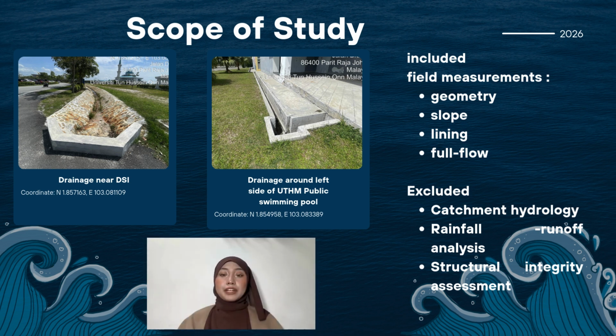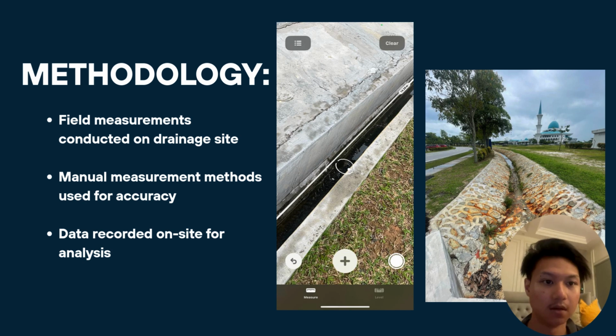It is important to clarify the scope of our work. This study is limited to the hydraulic assessment of two specific open drains, the first near DSI and the second along the left side of the swimming pool. Both are at the stated coordinates. Our investigations include field measurement of drain geometry, longitudinal slope, lining conditions, and freeboard. Hydraulic analysis is based on the assumption of steady, uniform flow under full capacity conditions. Note that this study does not extend to the catchment hydrology, rainfall intensity analysis, or even a structural assessment of drain materials.